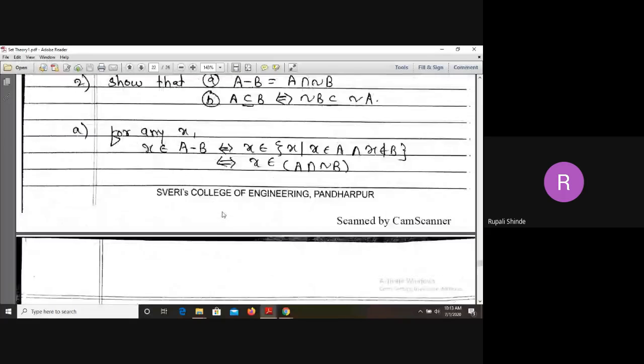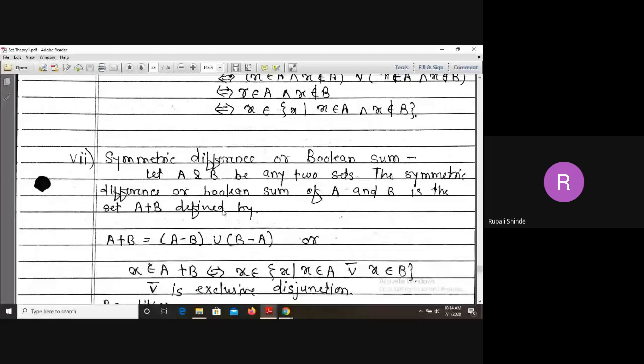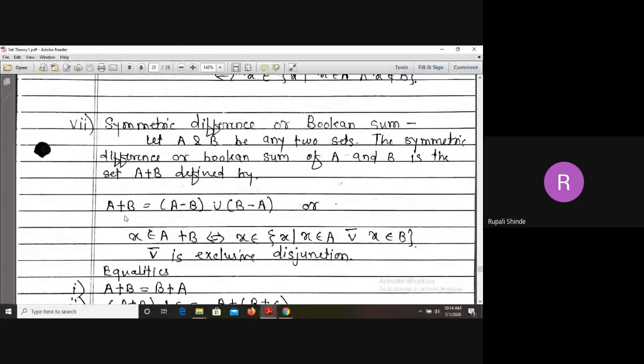After that, now today we have to see the last operation on this set, that is symmetric difference or Boolean sum. So again, if there are two different sets A and B, then the symmetric difference or Boolean sum of A and B is given by A plus B. So here one formula is given.